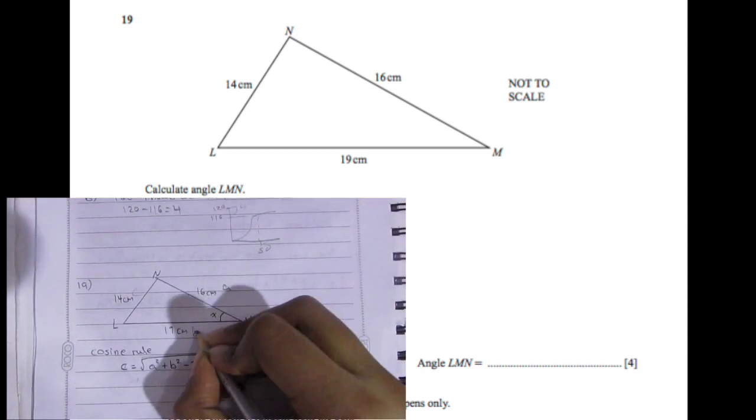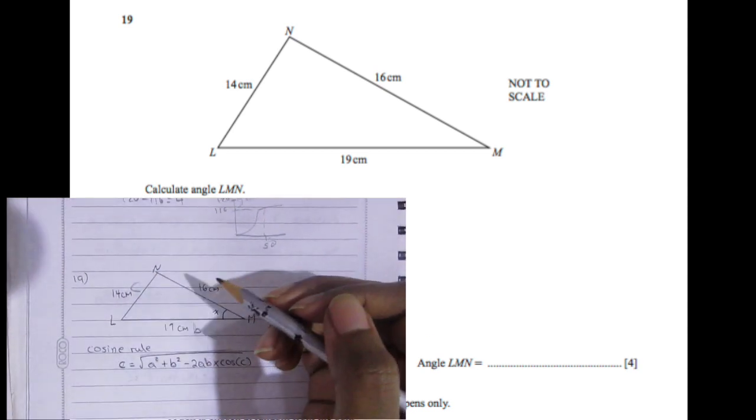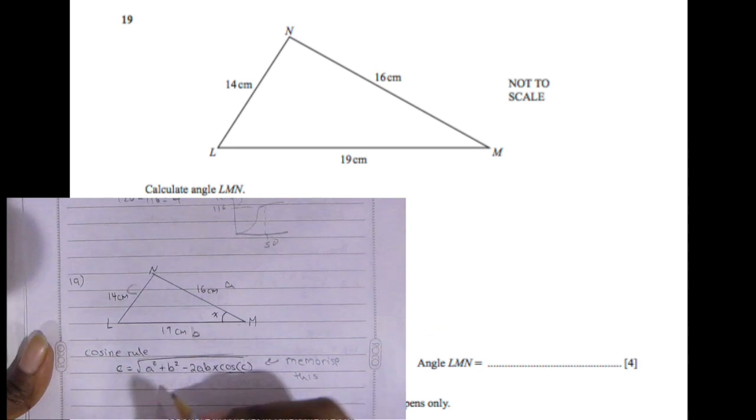Now question 19, we're going to use the cosine rule to get the angle of LMN. So we're going to place A as 16, B as 19, and C as 14, the one right in front of X. So the cosine rule is C is equal to the square root of A squared plus B squared minus 2 times A times B times cosine of C. And in this case, cosine C is cosine X. So we need to memorize this.